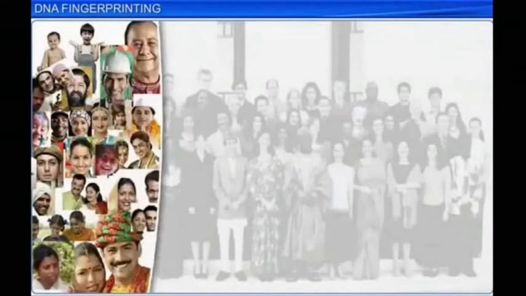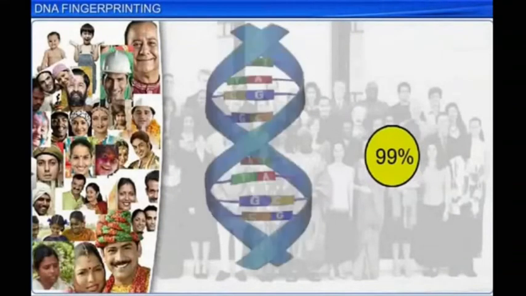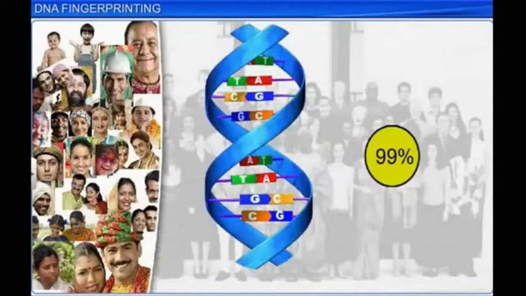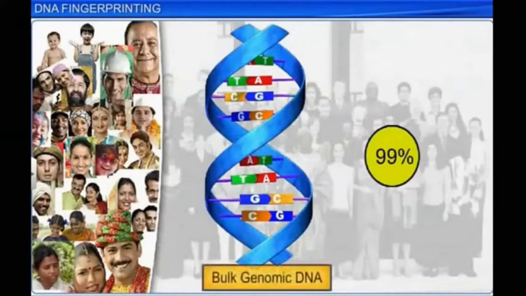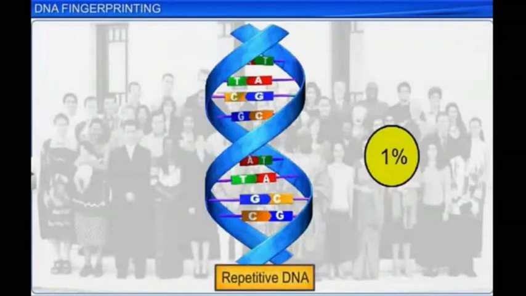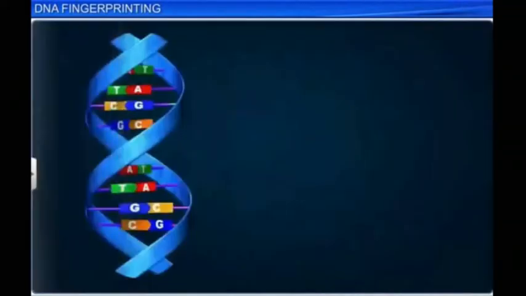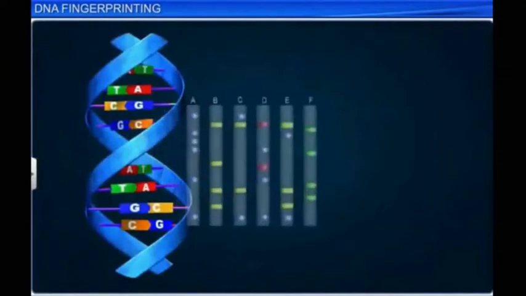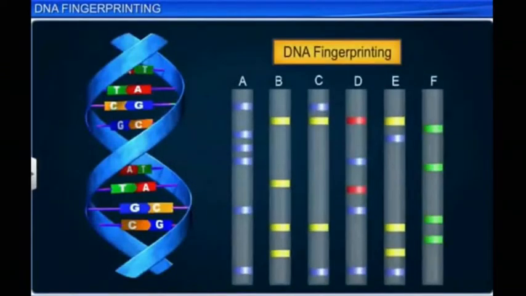In human beings, 99% of DNA sequence is identical and is known as bulk genomic DNA. The remaining 1% of DNA sequence varies and is present as a stretch of repetitive DNA sequence. DNA fingerprinting identifies the difference in this region.